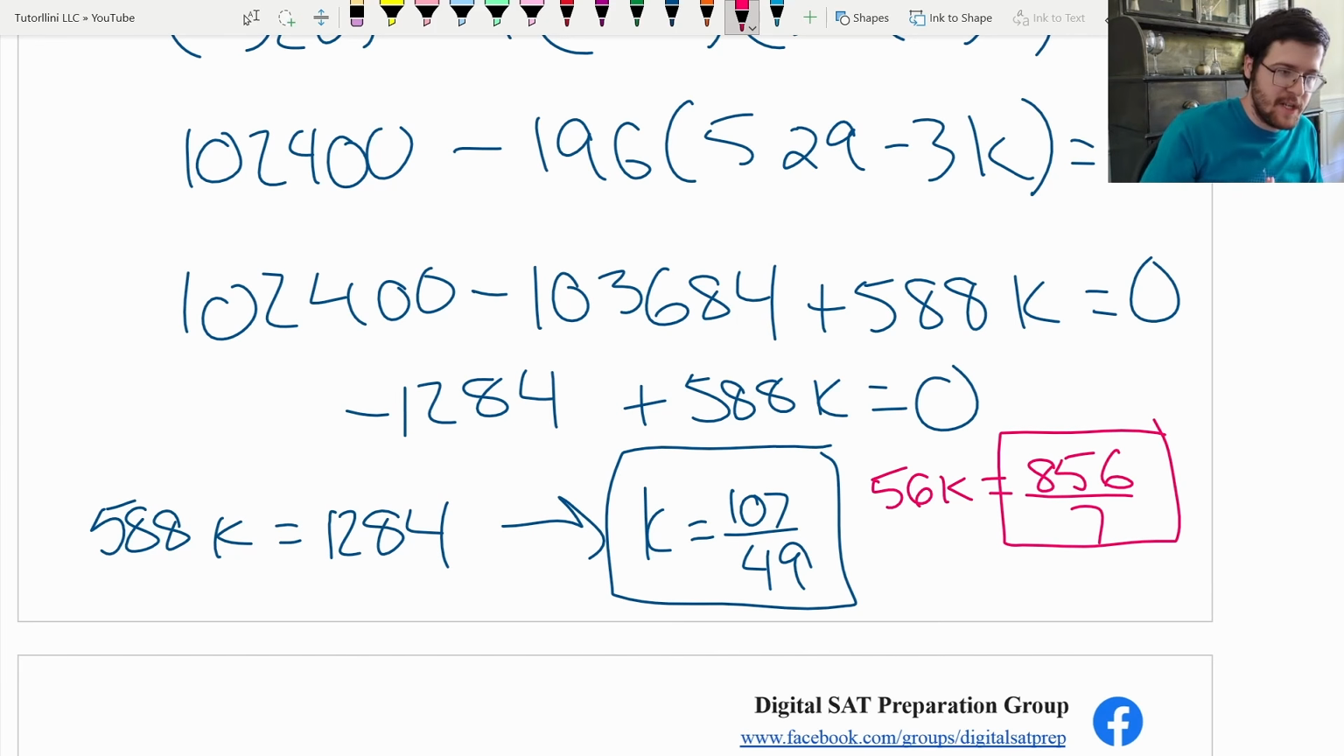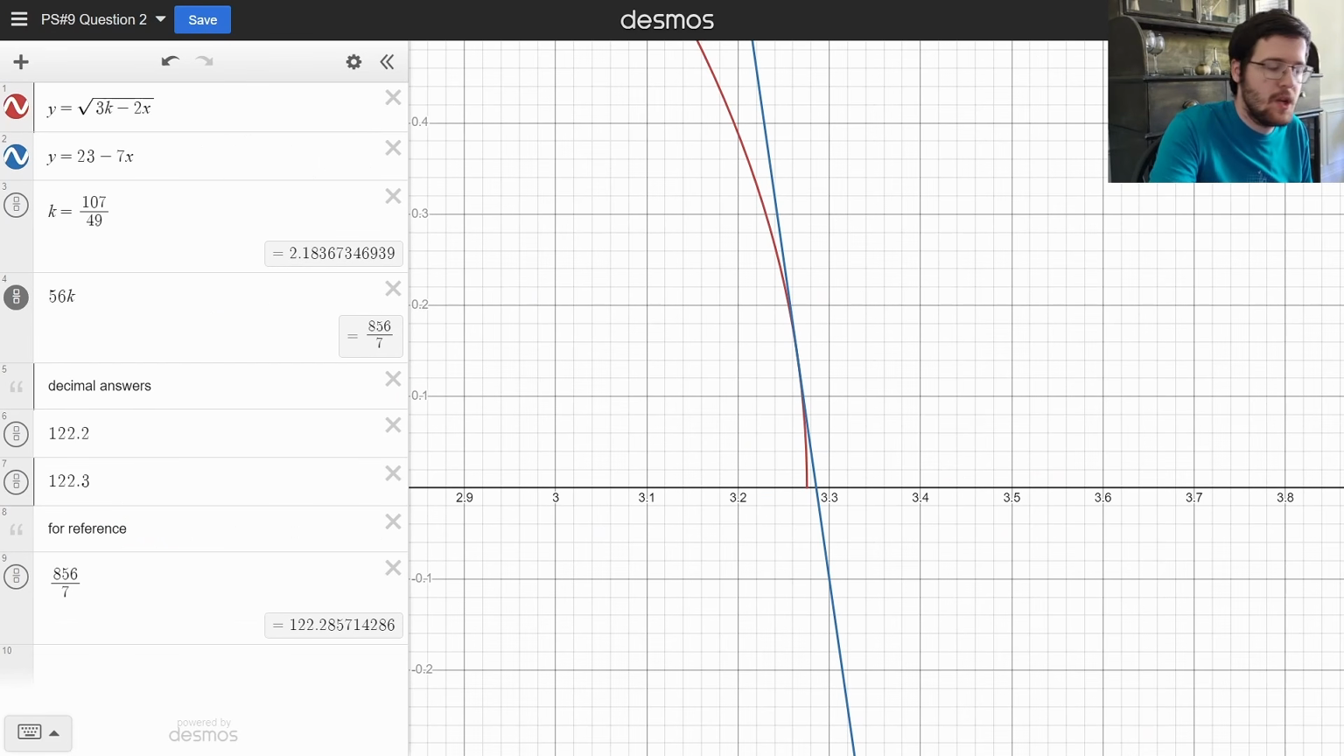Let's at least jump to Desmos to verify that we did it right. Okay, so you'll see here, guys, that I typed in the left-hand side and the right-hand side of the equation. I typed in our answer, k equals for k, which was 107 over 49. You can see that 56k is 856 over 7. And I put the decimal answers down there.